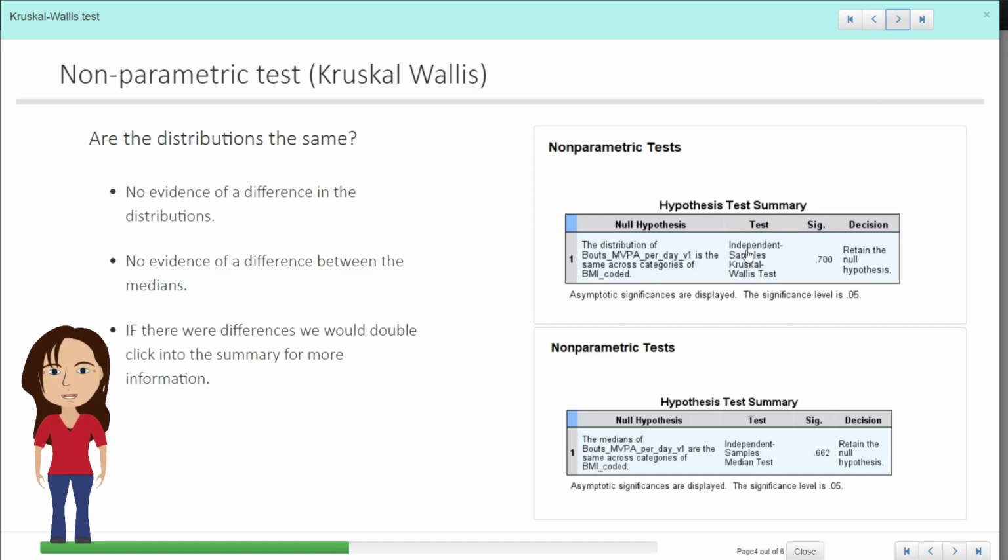Similar to the t-test with the non-parametric version of ANOVA, we're testing, are the shapes the same and are the medians the same? So here we have no evidence that there's any difference in the distribution or the shape, and then if we run the test again looking for the medians, we've also got no evidence that there's any difference in the medians. So we've got no evidence that there's any difference in the moderate to vigorous physical activity between women of the 3 different levels of obesity from this sample. Doesn't mean that another sample wouldn't find something different.